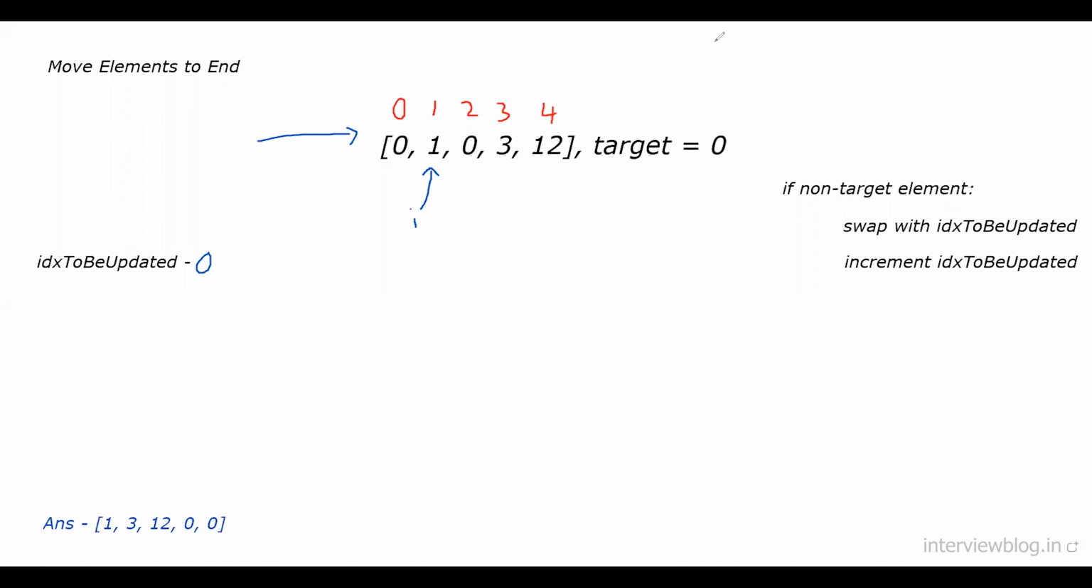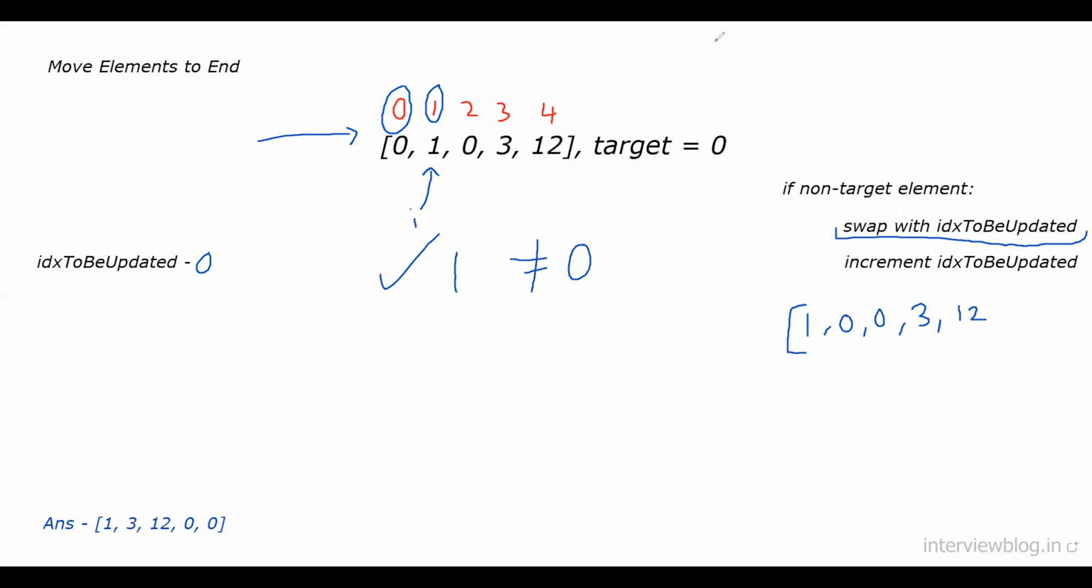So now we'll be checking if the element that is present in the ith index is not equal to our target. And here, since 1 is not equal to 0, we need to swap it with the first index to be updated. That is, we need to swap the value that is present in the ith index with the value that is present in the index to be updated pointer. So we will be swapping, and the resultant array would be 1, 0, 0, 3, and 12.